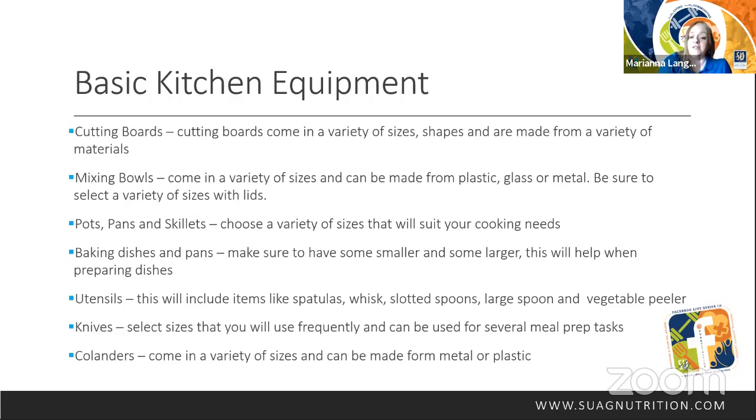Colanders. Those come in a variety of sizes and are typically made from metal and plastic. Think about having some of each kind because if you're draining hot foods, the metal ones may be better instead of the plastic.